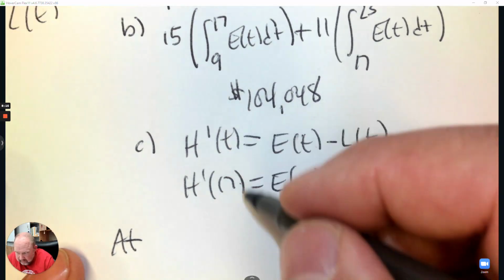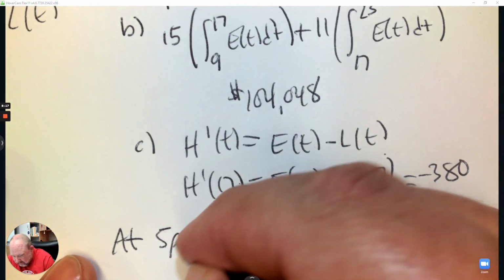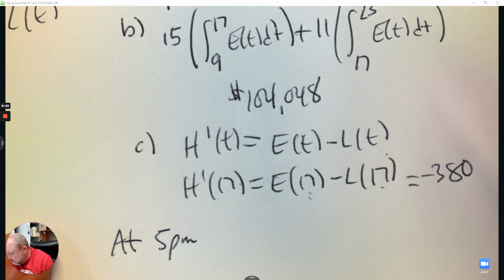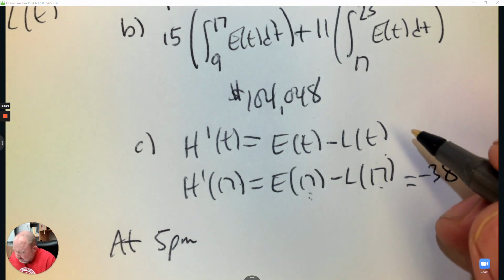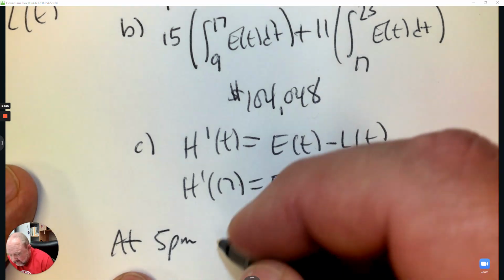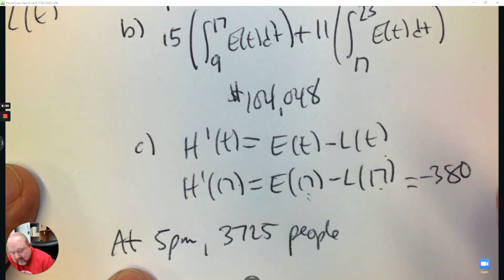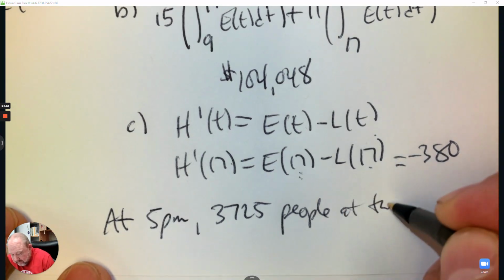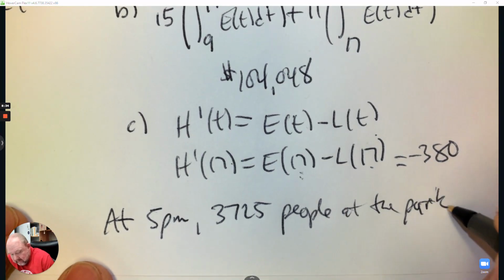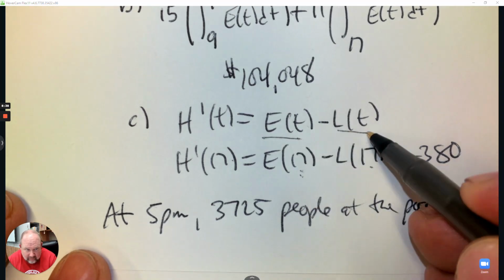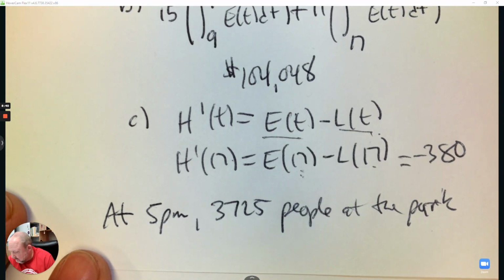what time is that? 5 p.m. How many people are actually there? So when it says that 3,725, there are 3,725 people at the park, because it takes the people going in and the people leaving. So entering, subtract leaving, how many people are left in the park at that time, which is at.